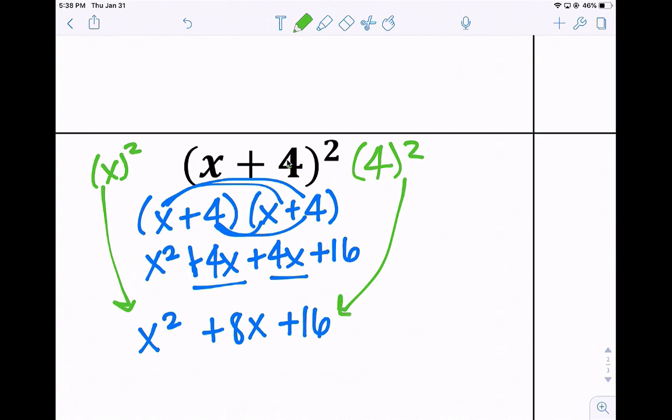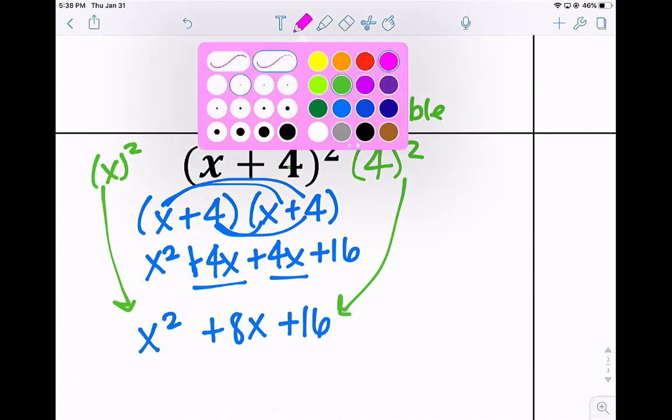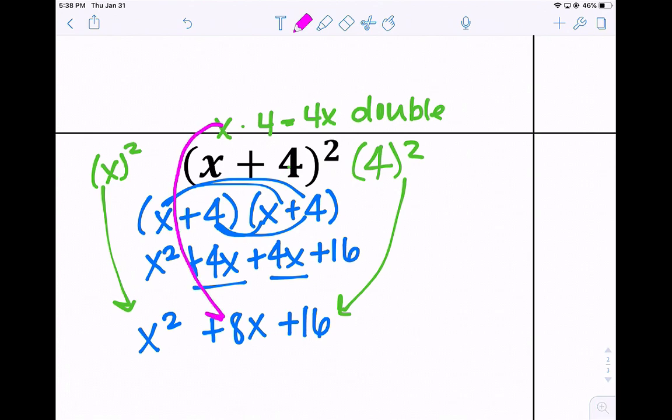The middle piece, we multiply these two times each other. So x times 4 is 4x. Then we double it because I'm going to get that twice. I'm going to get 4x and 4x. So I double it. And when I double 4x, I get 8x. So I multiply these to get 4x. Then I double. So essentially multiply by 2, but I really want you to understand how I'm getting that. So not just times 2, but why? Because I get it twice. I double it. So plus 8x. So that is how we get this middle piece. I'm going to just draw an arrow in a different color. So that's how I get that piece right there.